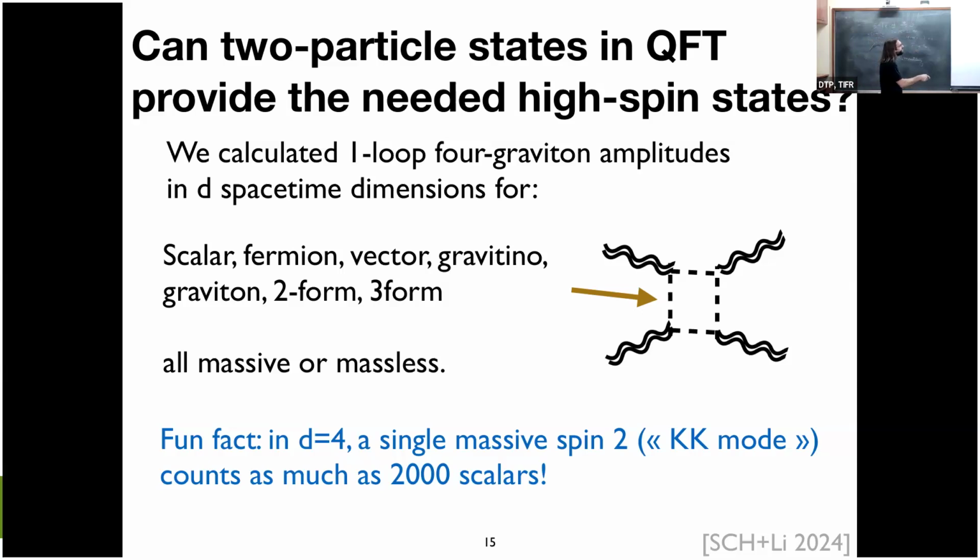One fun fact, we won't give you all the details, is that a massive spin 2 particle, like a Kaluza-Klein mode, as far as this species scale goes, contributes as much as 2,000 scalars. Well, the spin coupling is very important. So when people say just count the species, actually it's a weighted sum.